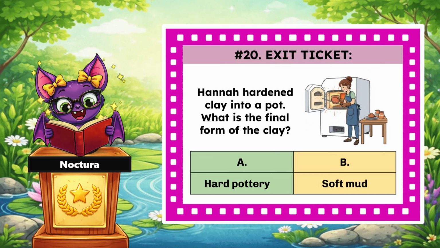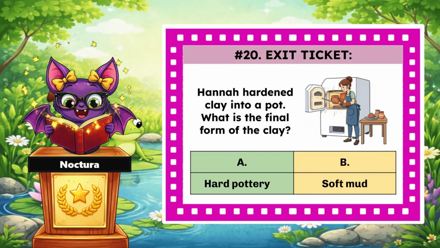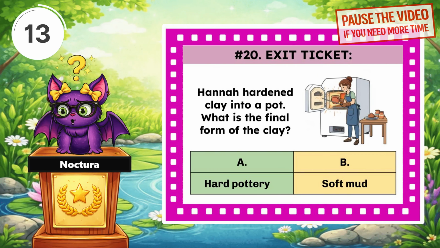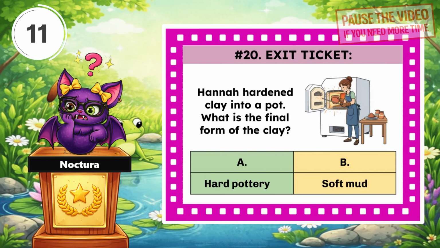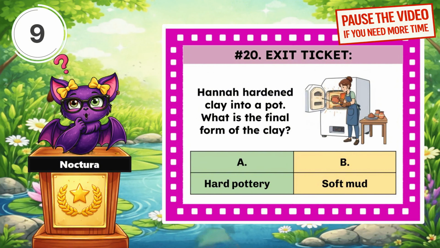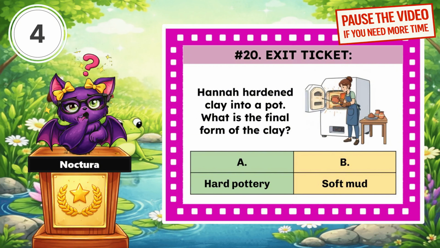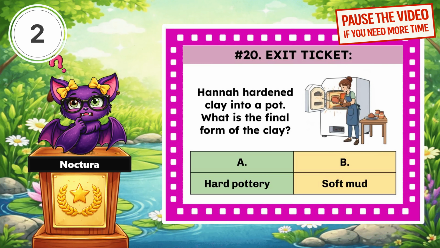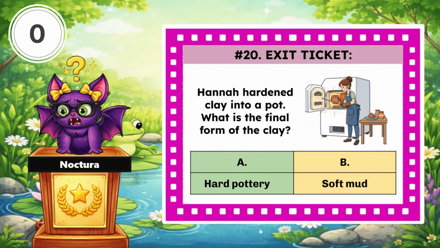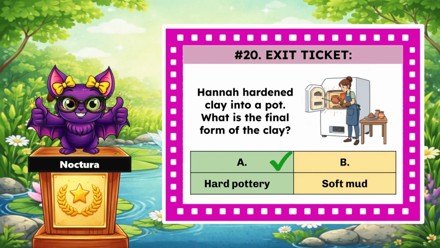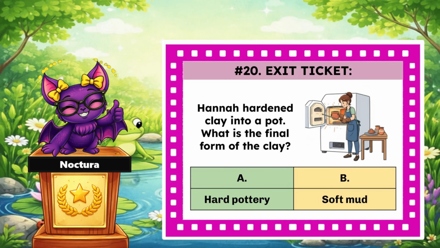Hannah hardened clay into a pot. What is the final form of the clay? And the correct answer is letter A, hard pottery.